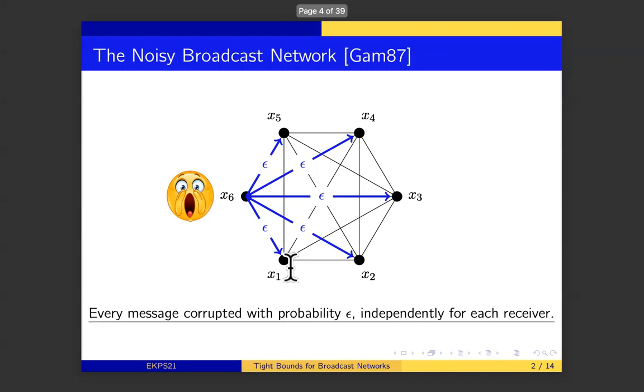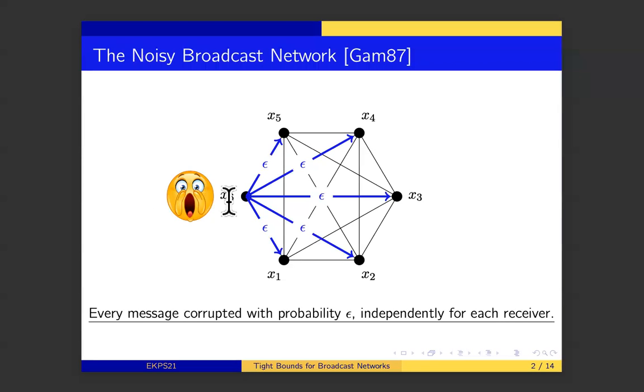Let us now define a variant of it, which is the noisy broadcast network. Everything in the noisy broadcast network stays exactly the same, except that there is stochastic noise. Now, when this party decides to send a message, then the message is received correctly with probability 1 minus epsilon. And with the remaining epsilon probability, the message is received incorrectly.